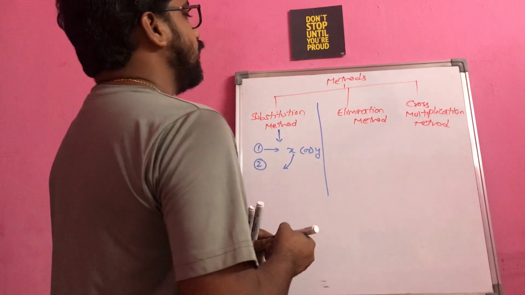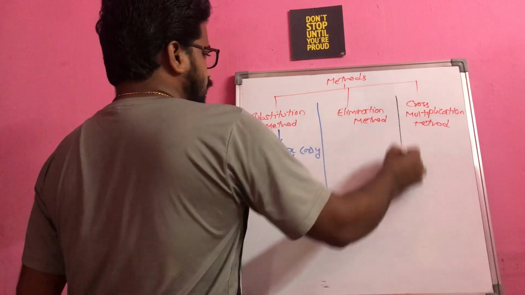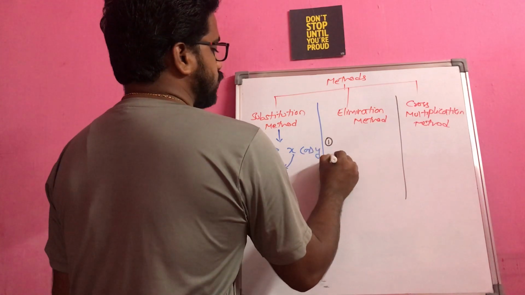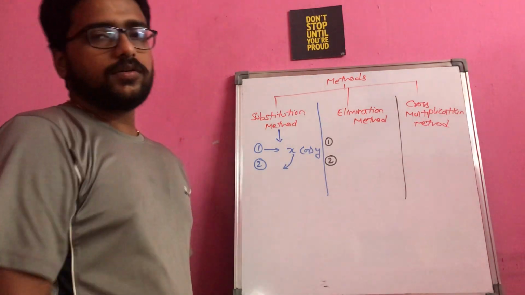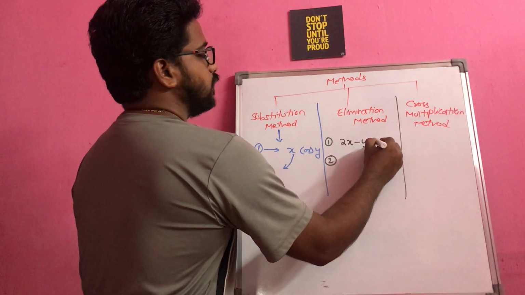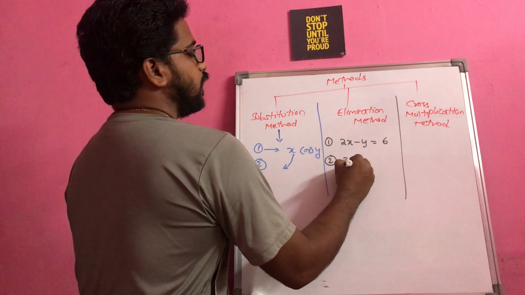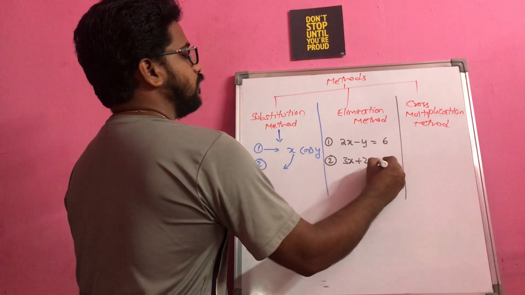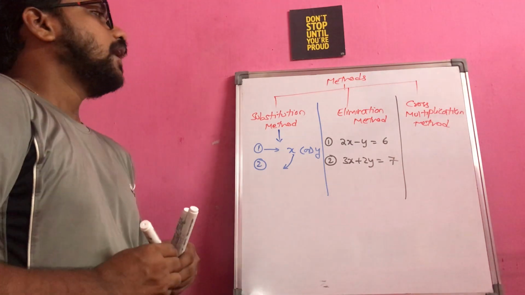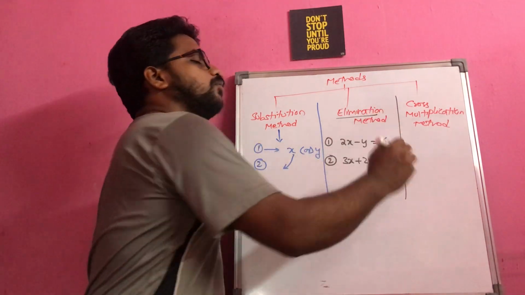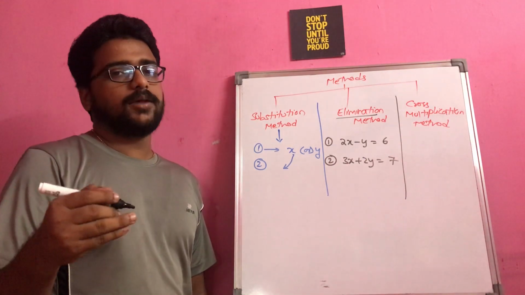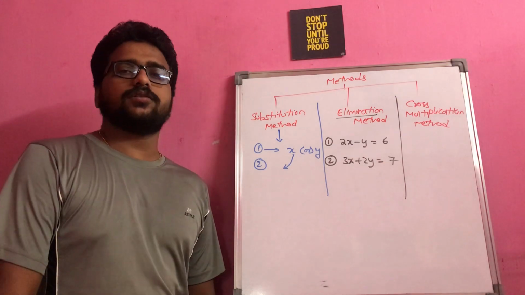Now if we look at the elimination method, as the name suggests, elimination. Again you will have the first equation and the second equation with you. For example, if I give you 2x minus y is equal to 6, and say 3x plus 2y is equal to 7. Okay, if you observe one small point in the elimination method, you have to eliminate one variable at a point of time, and because of that you will get the answer for the second variable. Like that you have to proceed with your calculation.